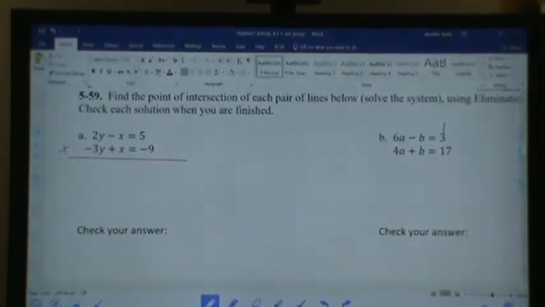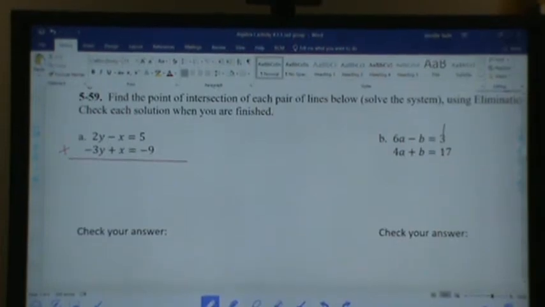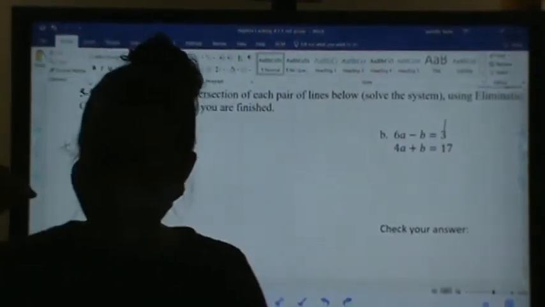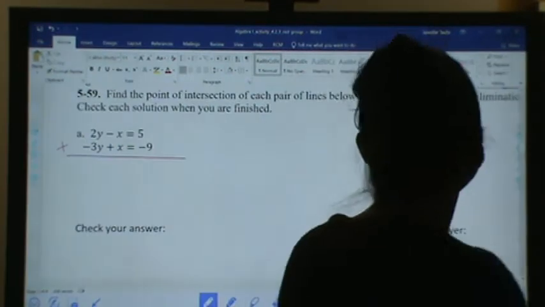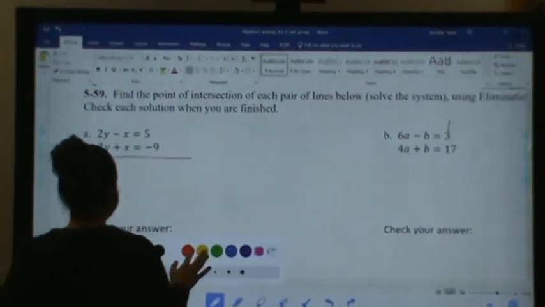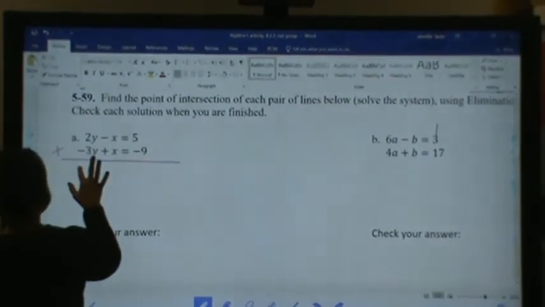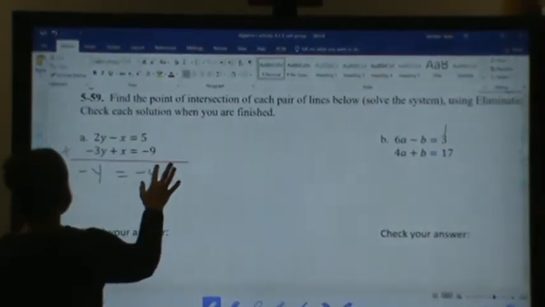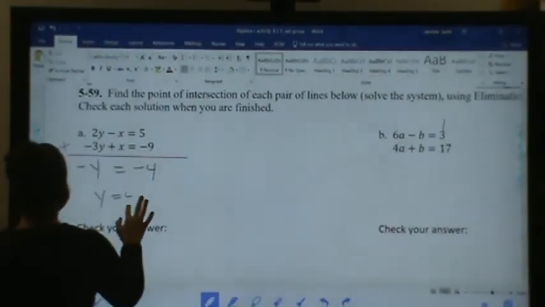All right, guys. How'd we do? Okay, but now you gotta go back and find y. Remember, when you find x, now go back and find y. You should get just 4. Be careful, you should just get positive 4 on that guy, okay? Because this gives you negative y equals negative 4, so y equals 4.